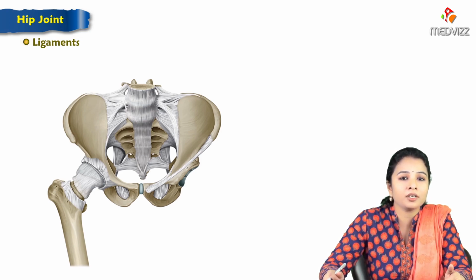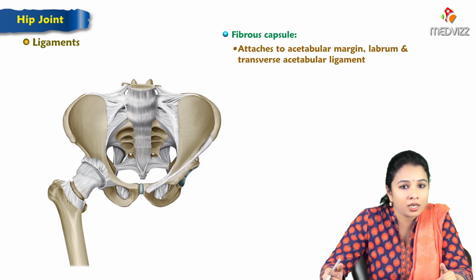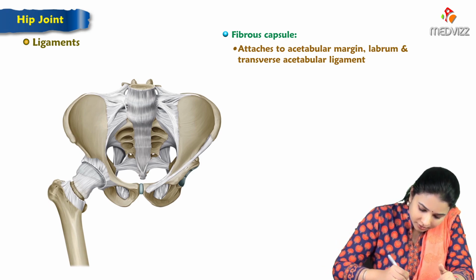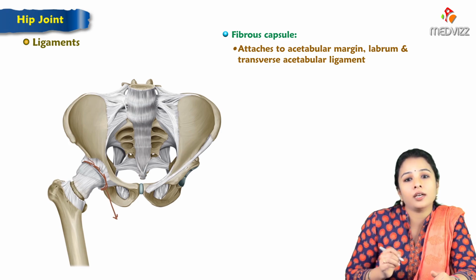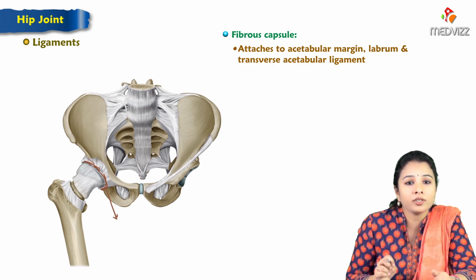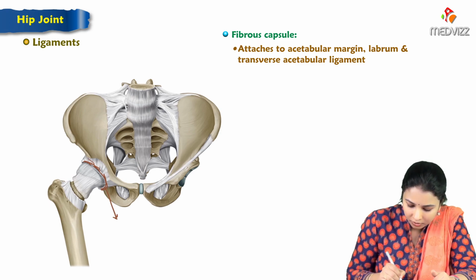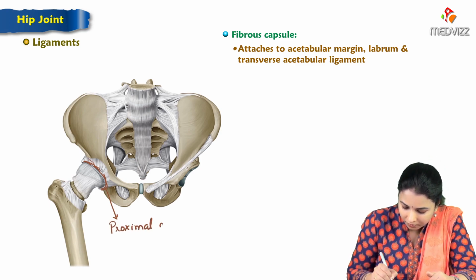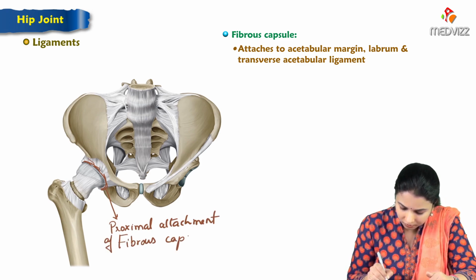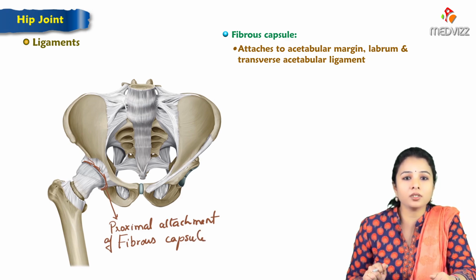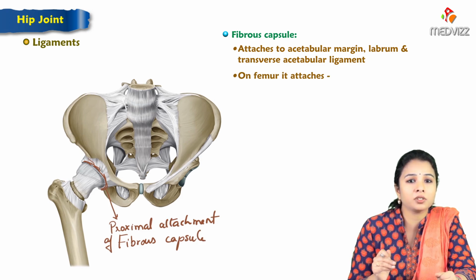The common ligament present with all synovial joints is the fibrous capsule. The fibrous capsule attaches to the acetabular margin of the hip bone. Here is the fibrous capsule, which attaches to the acetabular margin, acetabular labrum and transverse acetabular ligament. This is the proximal attachment, and the distal attachment is to the femur.